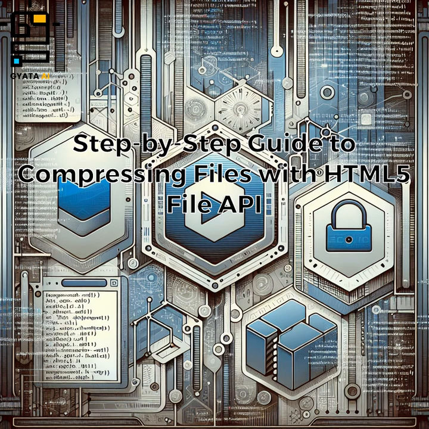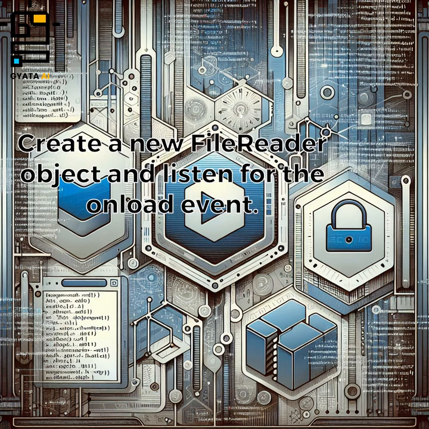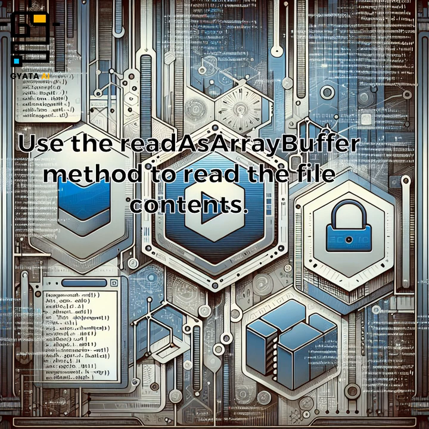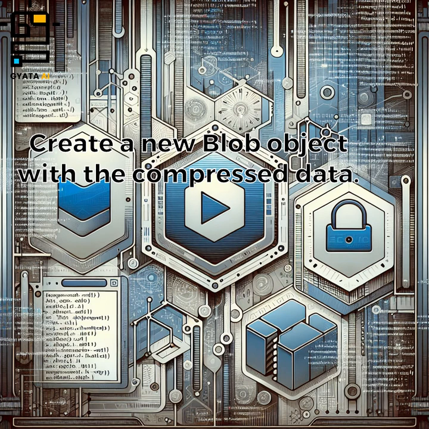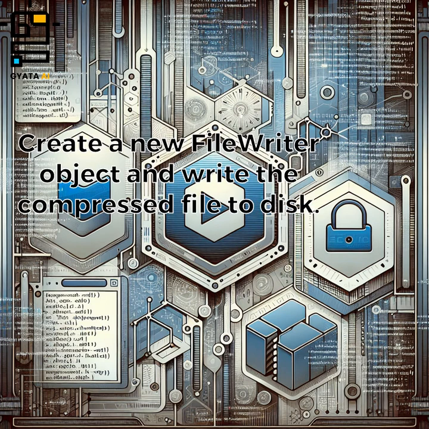Step-by-step guide to compressing files with HTML5 File API. Create a new FileReader object and listen for the onload event. Use the readAsArrayBuffer method to read the file contents. Create a new Blob object with the compressed data. Create a new FileWriter object and write the compressed file to disk.